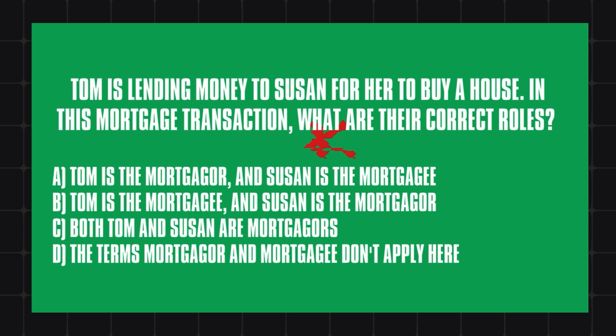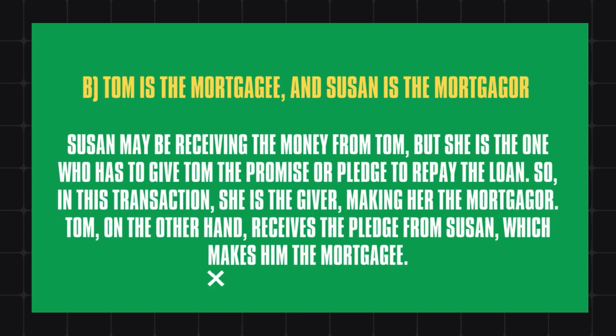Tom is the mortgager and Susan is the mortgagee. Tom is the mortgagee and Susan is the mortgager. Both Tom and Susan are mortgagers, or the terms mortgager and mortgagee do not apply here. The correct answer is B. Susan may be receiving the money from Tom, but she is the one who has to give Tom the promise or pledge to repay the loan. So in this transaction, she is the giver, making her the mortgager. Tom, on the other hand, receives a pledge from Susan, which makes him the mortgagee.